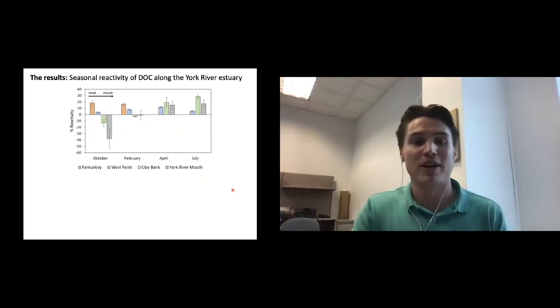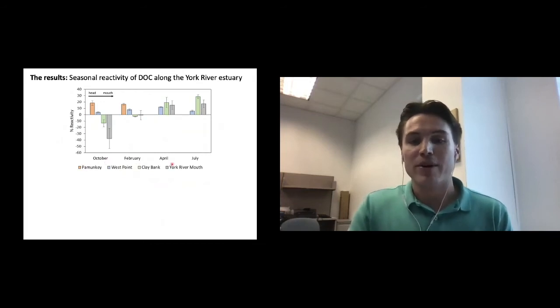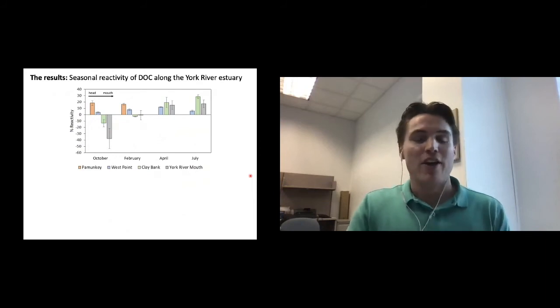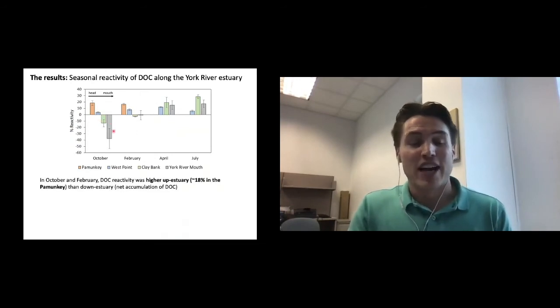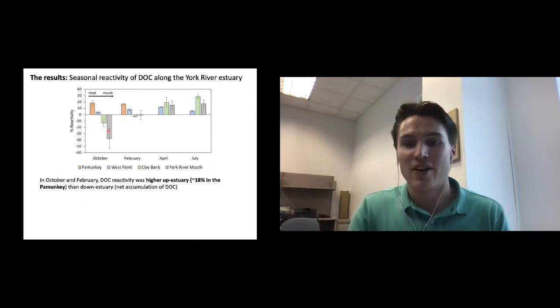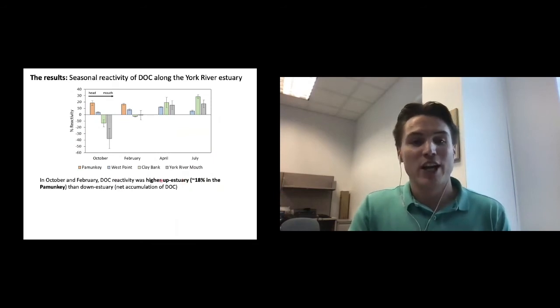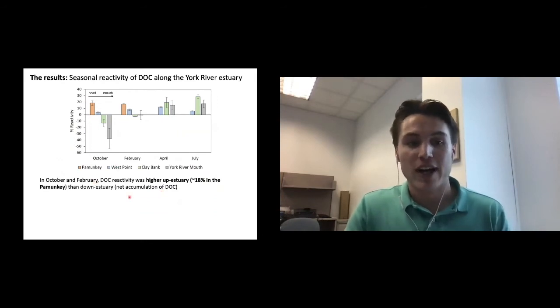And then I will also note that the Pamunkey River location was only sampled in October and February, but we were still able to capture that up to down estuarine gradient moving near West Point down to the York River mouth. And overall from this graph, you can see that in October and February, DOC was most reactive up estuary compared to down estuary. And in fact, there was actually a net accumulation of DOC down estuary, which I'll get into in a bit of why I think that actually occurred. But the takeaway from at least October and February, about 18%, especially in the Pamunkey River, was lost over time.